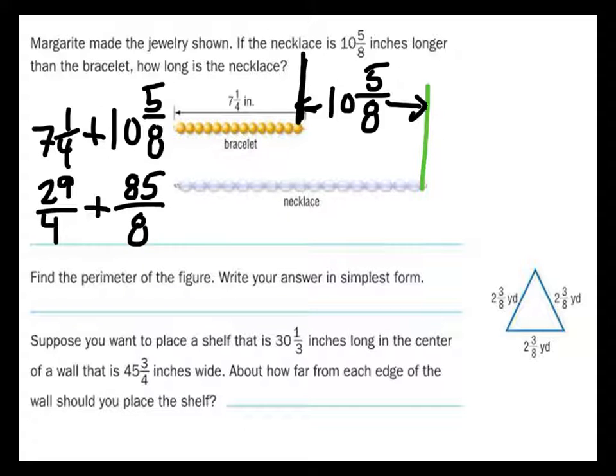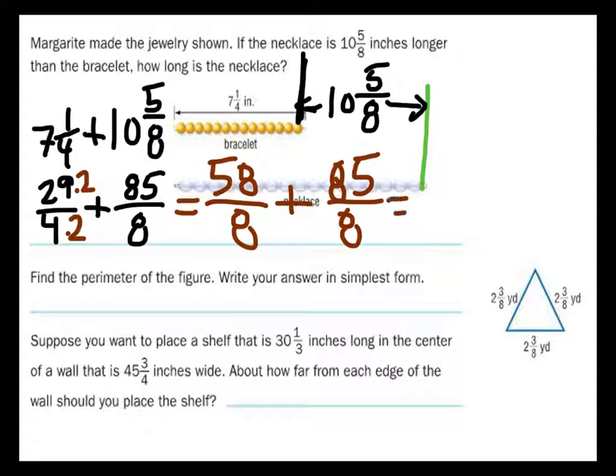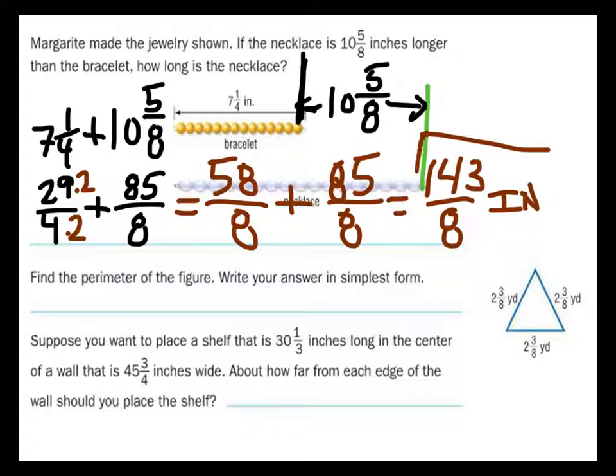I'm going to multiply the 4 by 2 so I can get a common denominator of 8. This is going to give me 58 eighths plus 85 eighths. Okay, this gives me a common denominator of 8. 58 plus 85 is 143, so 143 eighths. Now, of course, some of you want to do this extra work and turn this into a mixed number. I really don't care. I'm just going to leave it as this, but I do need to label it in inches. Bam. Done.